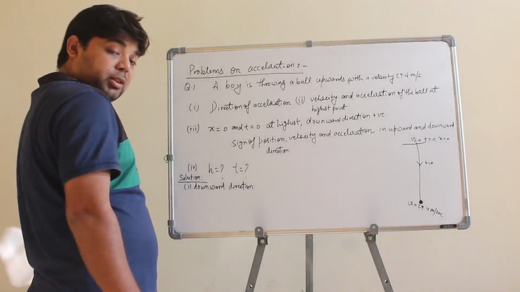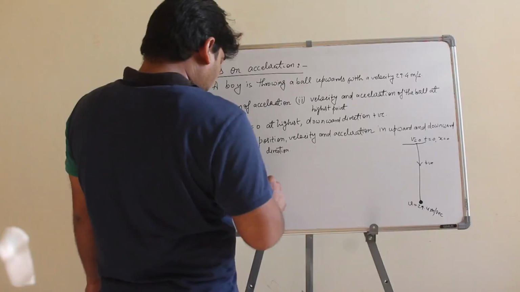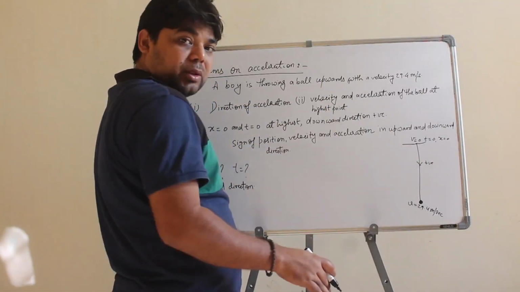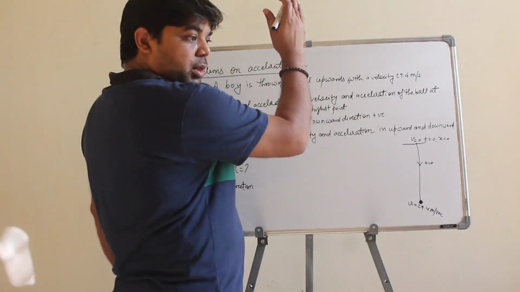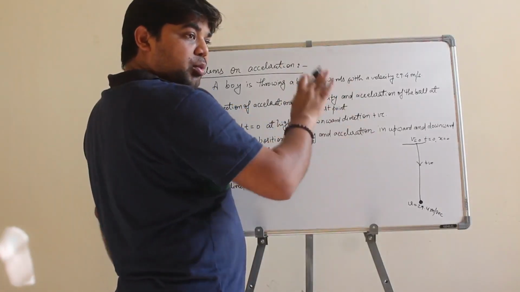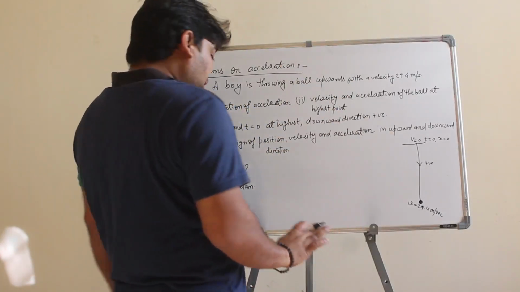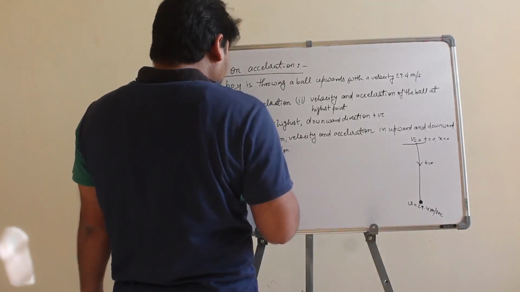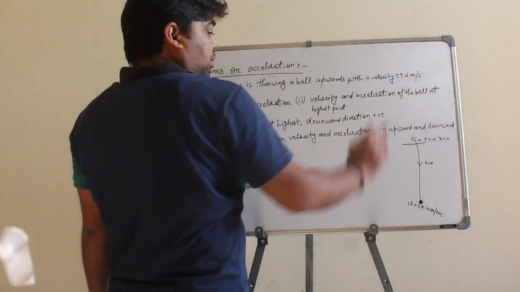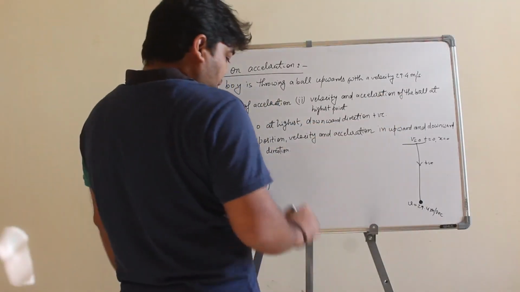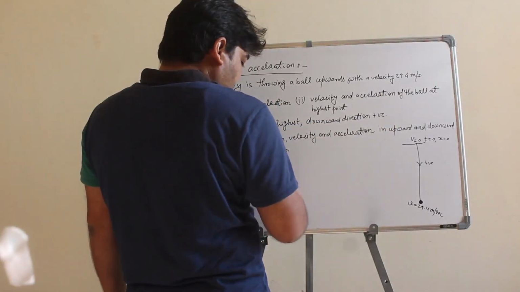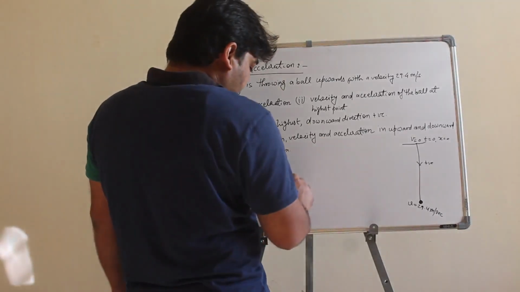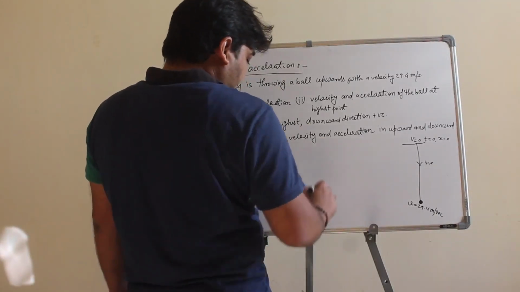Whether the motion is upward or downward, the acceleration will always be in the downward direction. Question number two asks the velocity and acceleration at the highest point. At the highest point, acceleration is g, which is in the downward direction again, and velocity is 0.